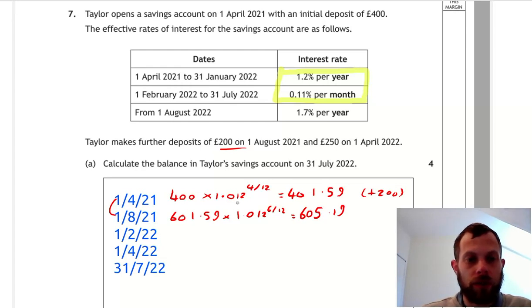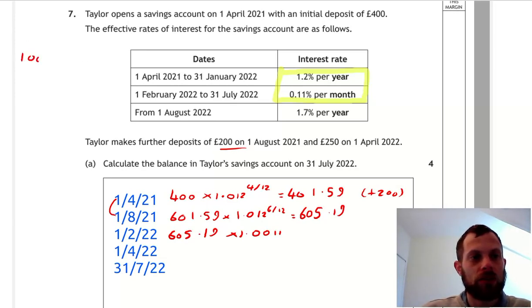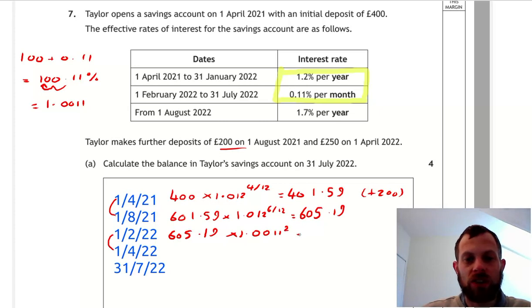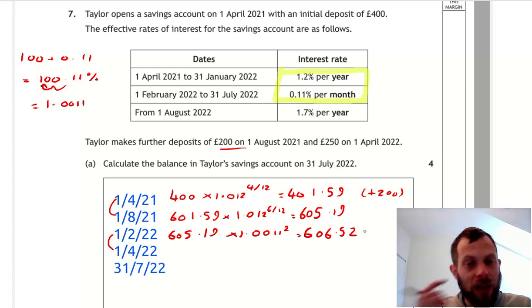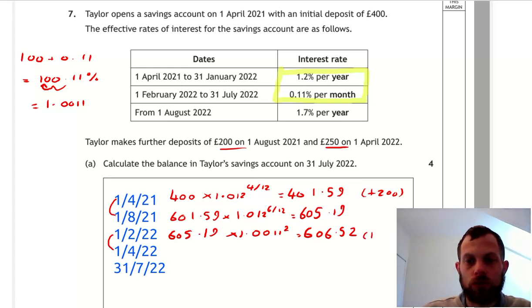So we start with 605.19. We have to multiply by 1.0011 to the power of something. Have to be careful here, it's monthly interest and it's a slightly more unusual number, so let's go over how you'd work this out. Add it on to 100%, you get 100.11%. Divide that number by 100 and you would get 1.0011, which is the number we've got there. And you can see from here to here is 2 months, and that is to the power of 2. Just simply 2 because we're already at monthly interest. So 0.11% for 2 months. So we get £606.52.